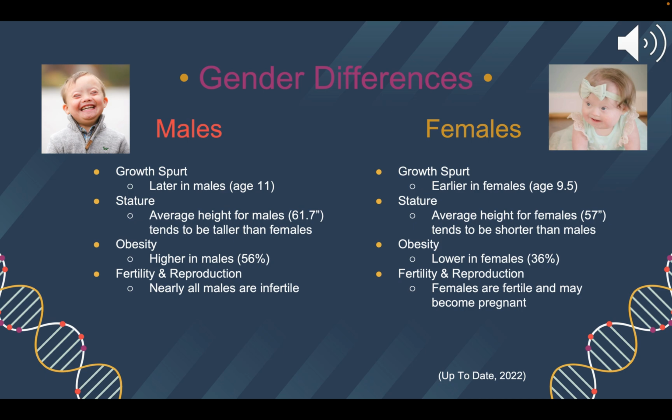Now let's talk about some gender differences between males and females in the Down syndrome population. In males, the growth spurt happens later, around age 11, while in females around 9.5 years old. As far as stature, males tend to be taller than females. They also tend to have higher chances of obesity than females. But as far as fertility and reproduction, nearly all males are infertile. However, females are fertile and they may become pregnant.